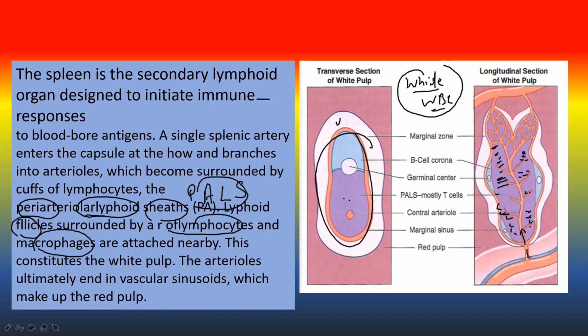So what is the area for lymphocytes in the spleen? White blood cells are present in the white pulp. Which area of the white pulp? The white pulp is a very big area. We also have macrophages and neutrophils there. So the exact area of lymphocytes is around the arteriole, where we have the periarteriolar lymphoid sheath. In this sheath we have T cells. Clear?